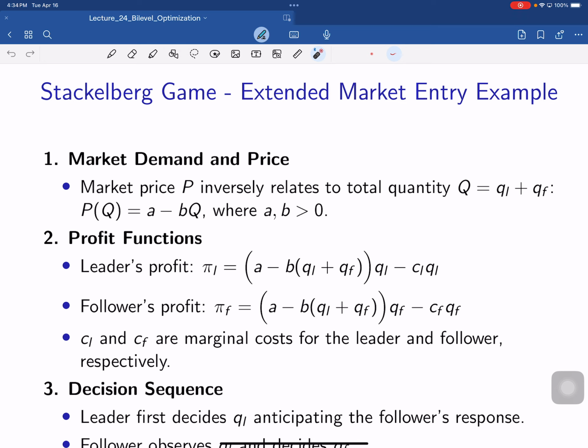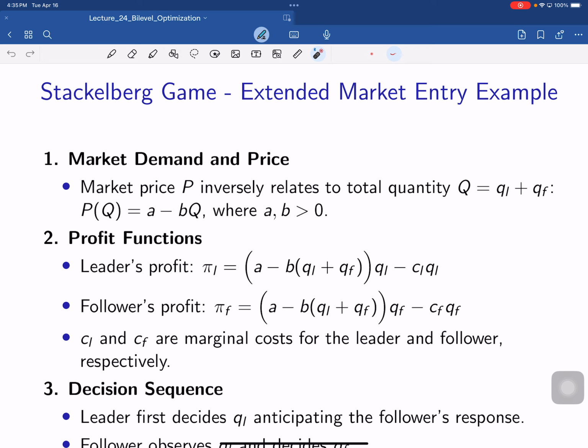The market price of this product would be A minus B times Q. A is a given constant, and B is a constant. As you can see, as the quantity increases, the price of this product will decrease. The total quantity in the market will be the sum of the quantity produced by the leader and the follower.